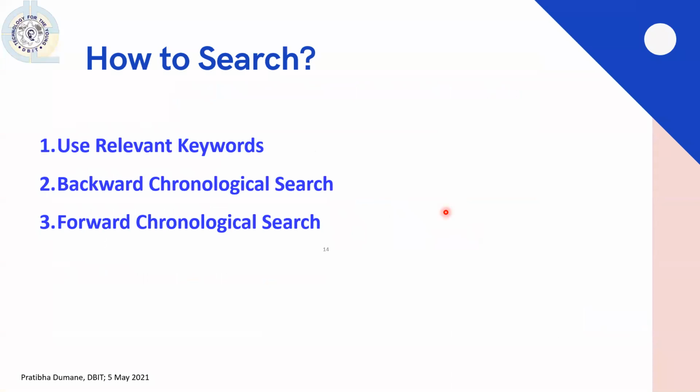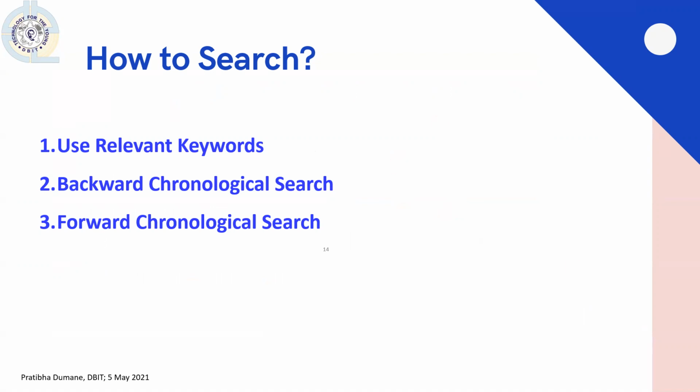Now, how to search? Use relevant keywords. Use the advanced search with descriptors. On Google, it is available under the settings option. You can use backward chronological search. In this, we can usually go back and discover the entire background of a particular research area. Identify the latest relevant paper, look up each of the references listed, repeat to extend this process backwards.